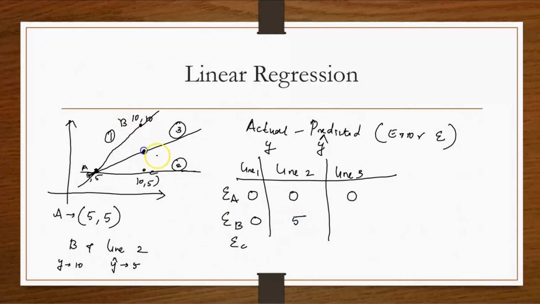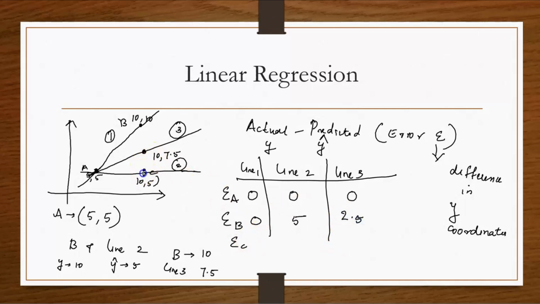And for line 3, we can call this point 10, 7.5. If you are taking point B and line 3, what is the y coordinate of point B? 10. And what is the corresponding y coordinate on line 3? It's 7.5. So this error is the difference in the y coordinates. Point B's y coordinate is 10, and line 3, just below that, has y coordinate 7.5. So the actual value minus the predicted value is 2.5.